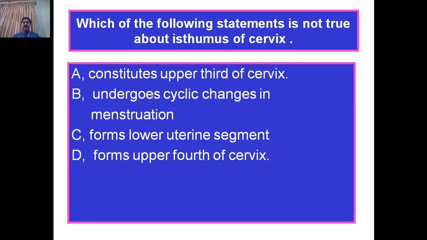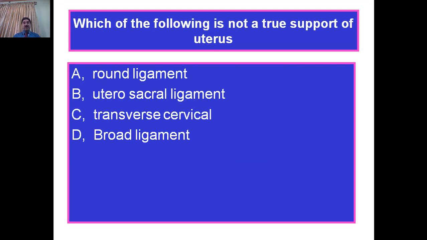Which of the following statements is not true about isthmus of the cervix? Constitutes upper third of the cervix. It is true. Undergoes cyclic changes in menstruation. It is true, though these changes are not marked. Forms lower uterine segment. This is also true. After pregnancy, takes part in formation of the lower uterine segment. Forms upper fourth of the cervix. No, it forms the upper one third of the cervix of a non-pregnant uterus. So D is the wrong option.